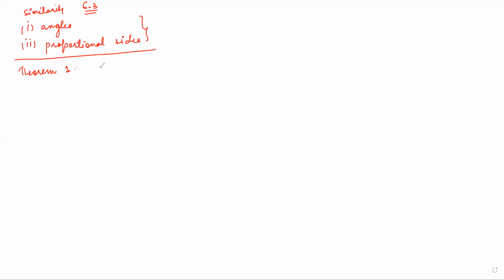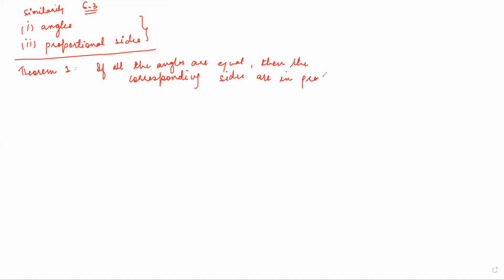if all the angles are equal, then the corresponding sides are in proportion. This theorem is already written in your NCERT book, so just try to understand, don't write. Corresponding sides are in proportion. So that's the theorem, all right? Now, it means that if all the angles are equal, it is the theorem that the corresponding sides are going to be in proportion, and hence the triangles will be similar.